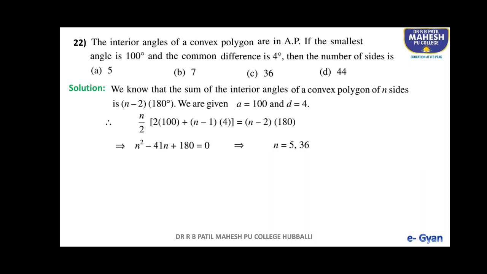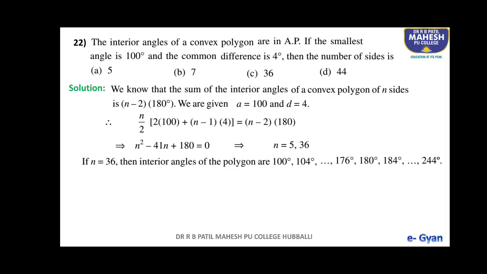Because of that, if n is equal to 36, then the interior angles of the polygon are 100, 104 and so on, 176, 180, 184, and so on up to 44 degrees. But in this condition no interior angle can be 180 degrees, because that angle should be less than 180 degrees. Therefore n is equal to 36 is not possible. So we should take n is equal to 5 as the number of sides of this convex polygon. Therefore the right option is A.